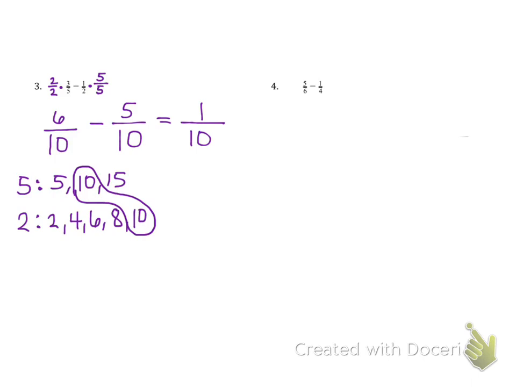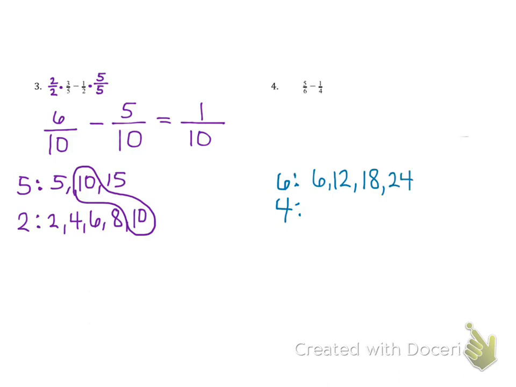Number 4, we have 5/6 minus 1/4. So I'm going to list out the multiples of 6 and 4. 6 times 1 is 6. 6 times 2 is 12. 6 times 3 is 18. Let's keep going, 6 times 4, let's do one more, is 24.